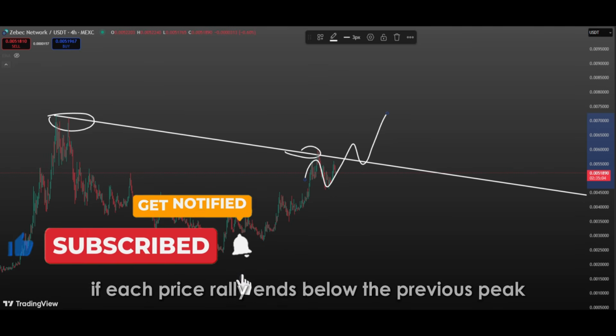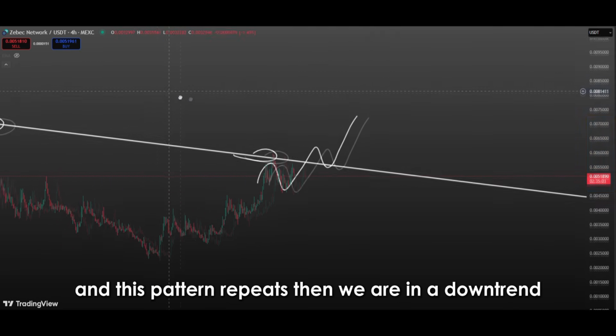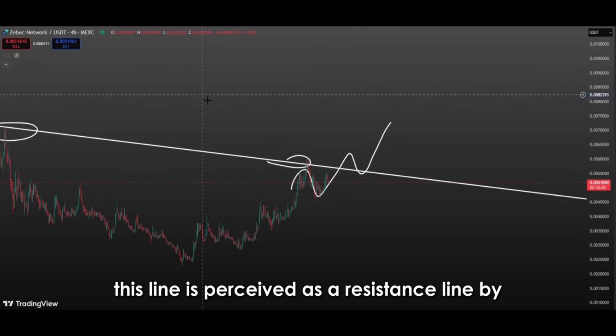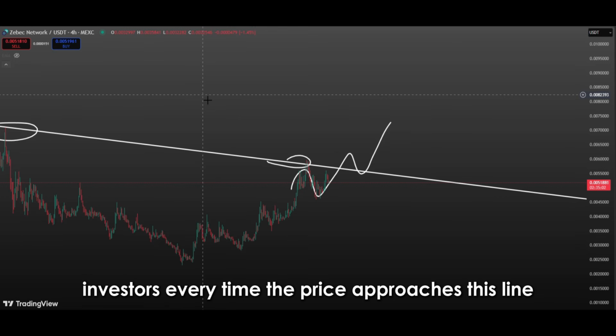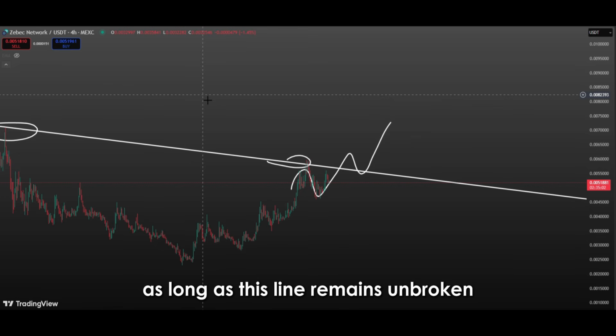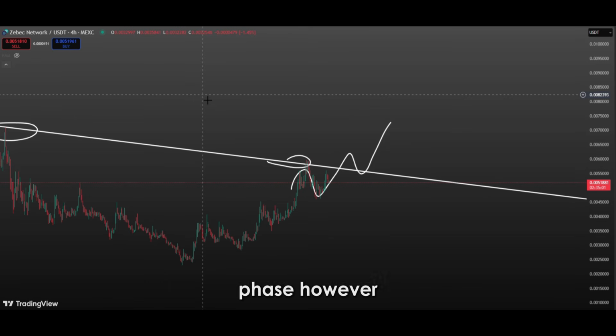In other words, if each price rally ends below the previous peak and this pattern repeats, then we are in a downtrend. This line is perceived as a resistance line by investors. Every time the price approaches this line, sellers step in and push the price back down. As long as this line remains unbroken, the market is generally considered to be in a bearish phase.